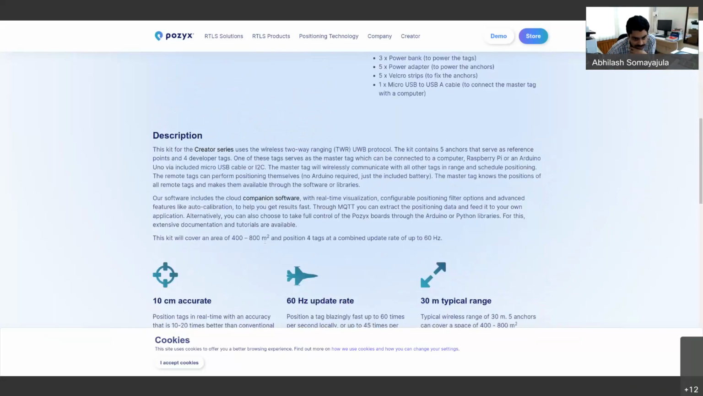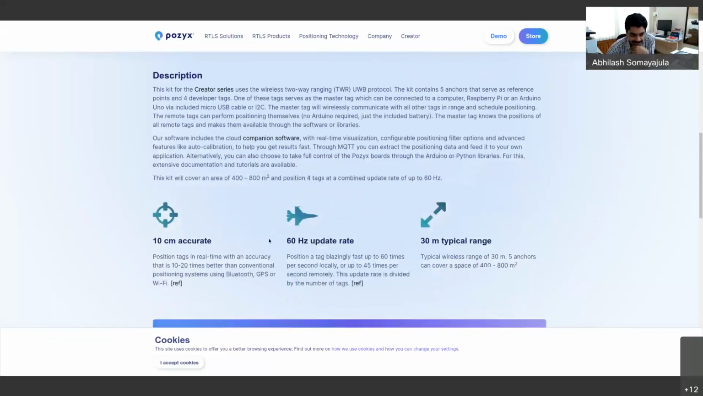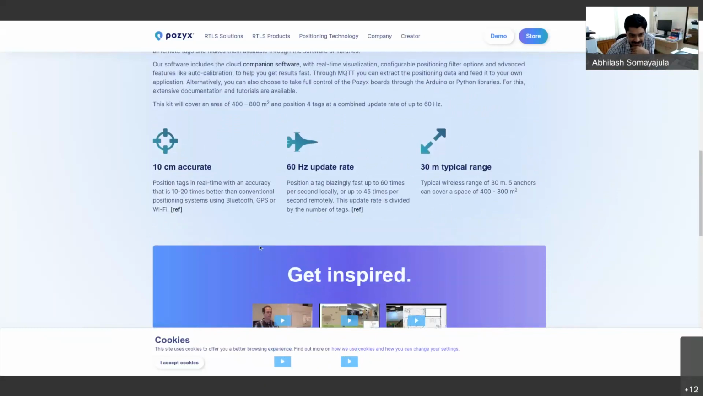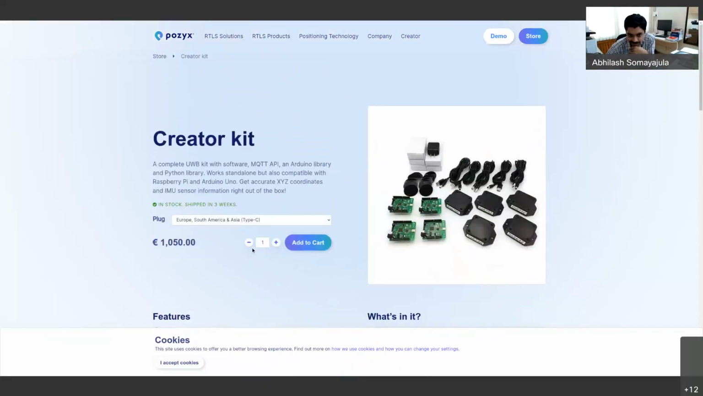Sir, are they usually used in warehouses or something? Yes, that's right. Warehouses like Amazon and others are using their enterprise version. It's 10 centimeter accurate. So this got me thinking that it's not quite expensive, a reasonable amount which we can spend to get it.